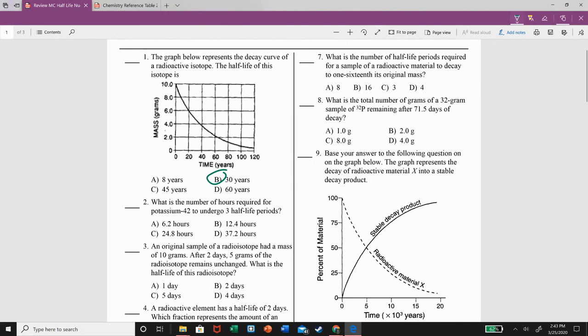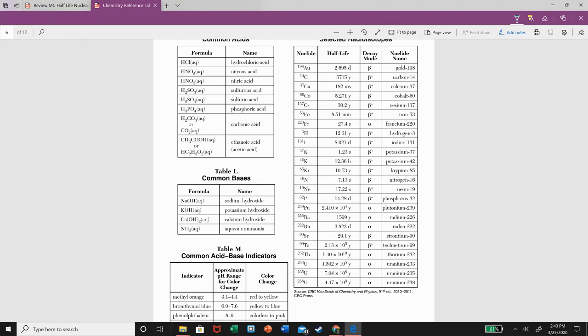Okay, so now let's look at our next one. What is the number of hours required for potassium-42 to undergo 3 half-life periods? I don't even know what the half-life of potassium-42 is. Is there a way that I could find out that information? Yes. So I need to find potassium-42 on Table N. And so here's potassium-42 on Table N. Where are you, potassium-42? Yep, right here.